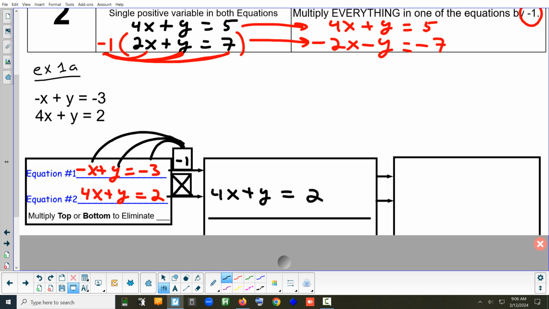So let's start with what's negative 1 times negative x. Positive 1x. What's negative 1 times y? Negative y. And what's negative 1 times negative 3? Positive 3. Now, if you did that step correctly, you should be able to add these up and something should disappear.